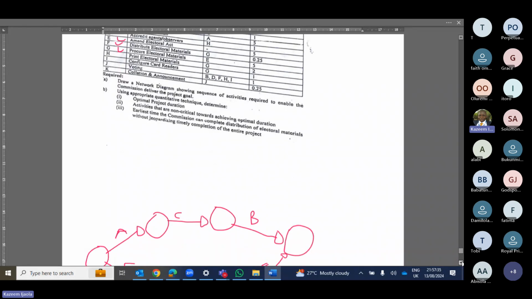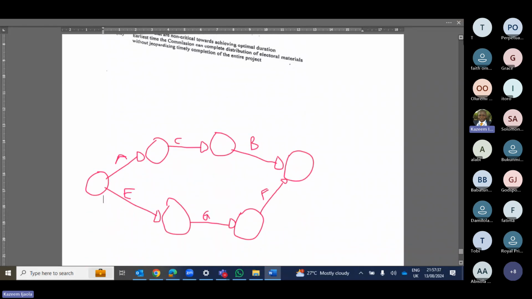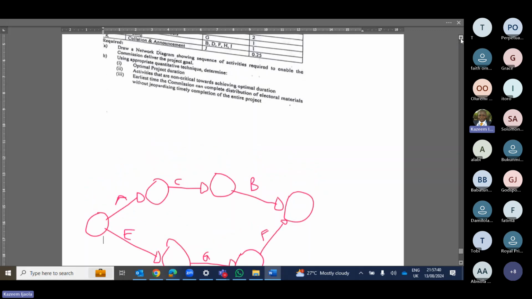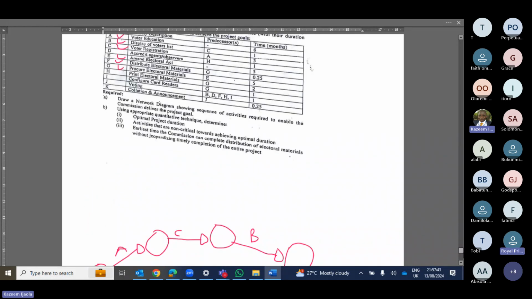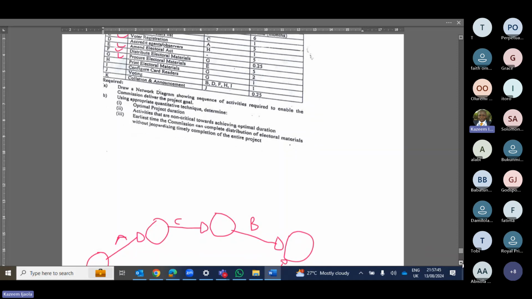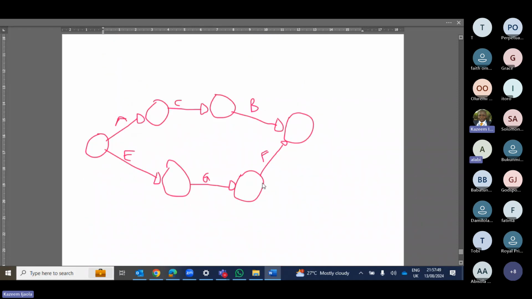So what I will do is that H is from G. I cannot draw it directly, or I violate the rule. So I will have to do a dummy. I will draw my H here. Then I will now do a dummy. You do a dummy because it has violated one of the rules. So this is how you do your H. This is our H.